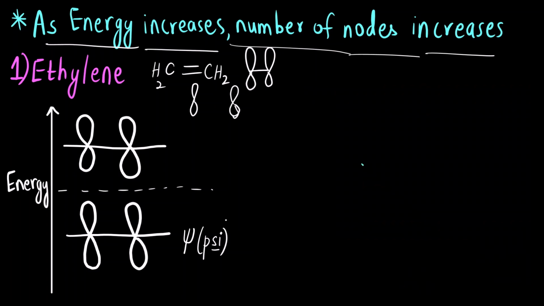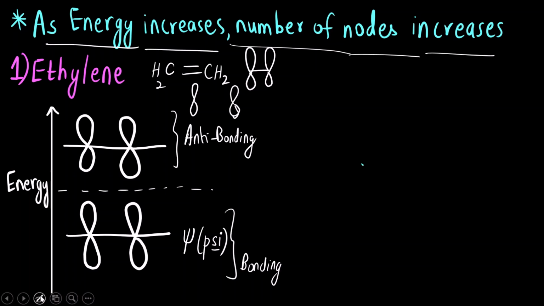So the lower energy, they are what? They are the bonding molecular orbital. And the higher energy molecular orbital, that is the anti-bonding. So there are two molecular orbitals that are formed, right? The lower one, we write it as psi 1, and the other, the higher energy orbital, is called psi 2, and we represent it with a star or asterisk.